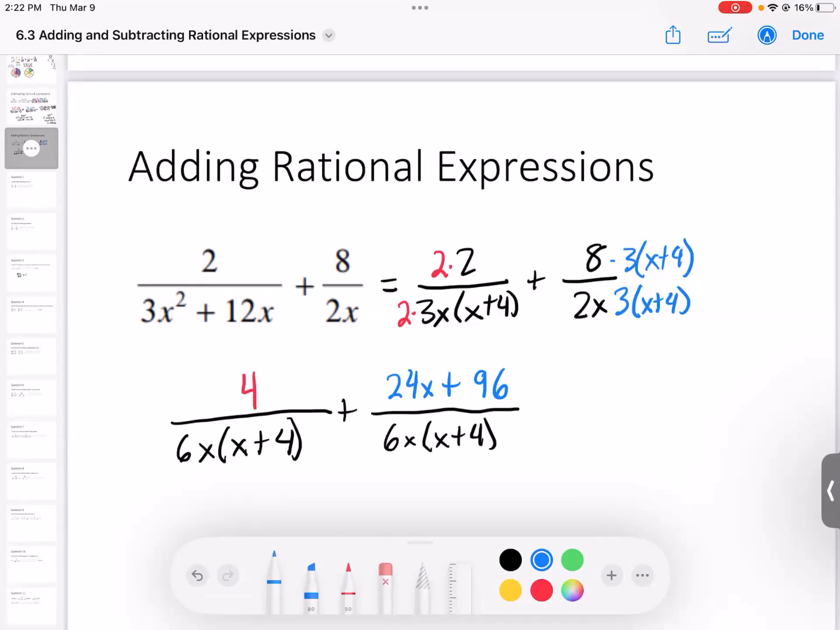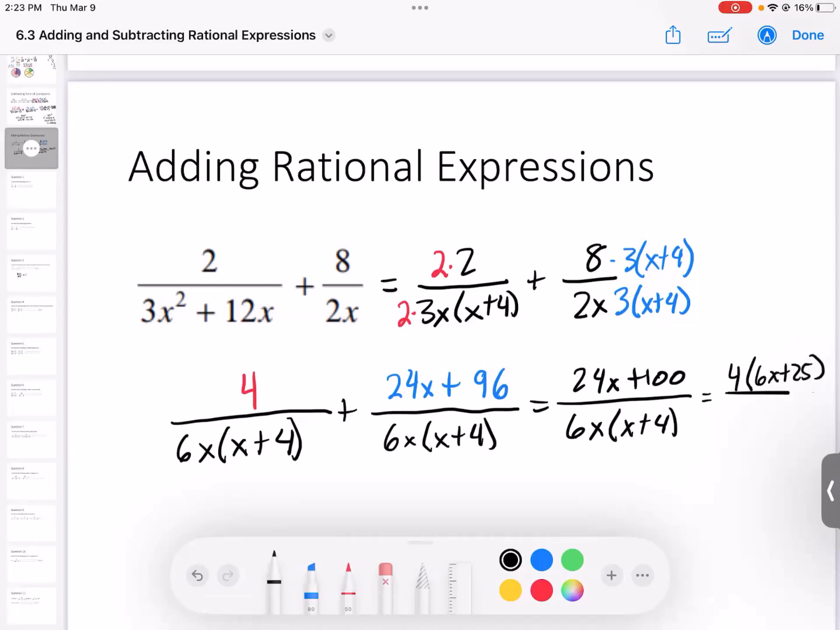Because I kind of did a bunch of steps in one in simplifying that. So I multiplied these two numbers together, which gave me 24. Then I distributed the 24 to these two terms. That gave me this. Now I add those together, and this gives me 24x plus 100 because 4 plus 96 will equal 100. This is all over 6x times x plus 4. Now 24x plus 100 can be factored because they both have a 4 in common. So I can write this as 4 times 6x plus 25, and that's over 6x times x plus 4.